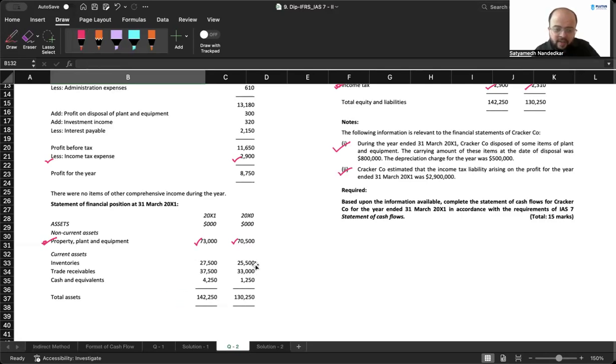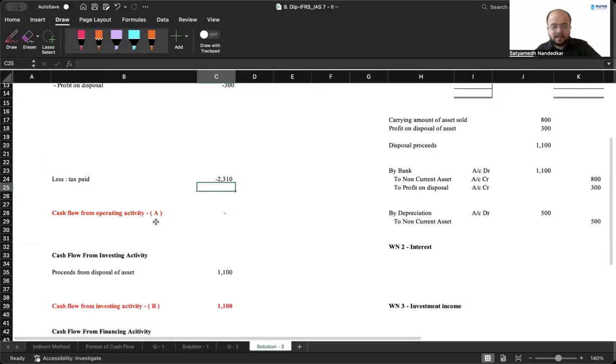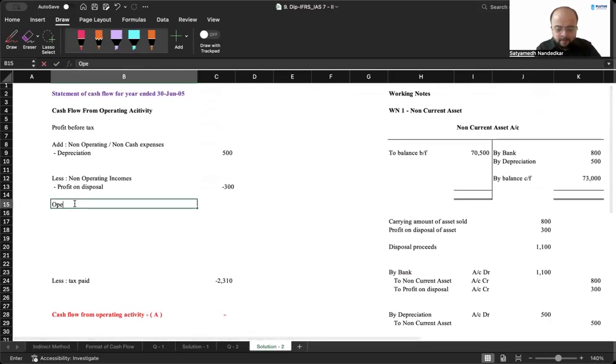Opening balance of inventory 25,500, closing balance 27,500. There has been an increase in the amount of current asset. Increase in current asset is subtracted.